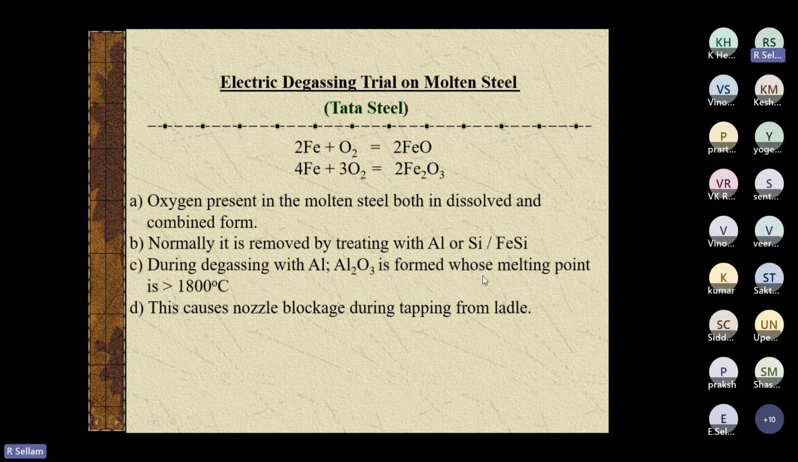So oxygen is present in the mold, in both dissolved and combined form. There are two types of combination there, FeO and Fe2O3. Normally, this oxygen is removed using aluminum or silicon or ferrosilicon. During degassing with aluminum, alumina is formed, whose melting point is 1818. It is almost a refractory material, and this causes nozzle blockage during tapping from the ladle.